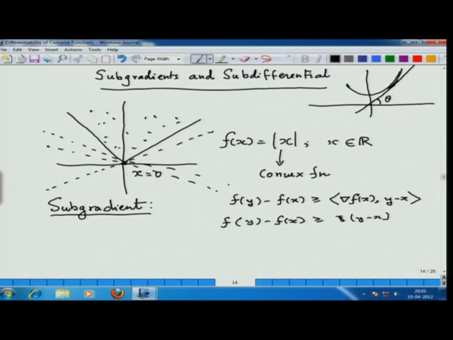I am writing xi times (y minus x) because we are in the real setting. So, if my f is a function from R to R, just like the one above, this is what I am actually getting, because I am considering each such line, and here there are infinitely many such lines varying between minus 1 and plus 1. So, any number lying between minus 1 and plus 1 is a slope of one of these lines. Given a number between minus 1 and plus 1, there is a tangent line to the graph at x equal to 0 whose slope is that particular number. So, such a xi is called a subgradient.